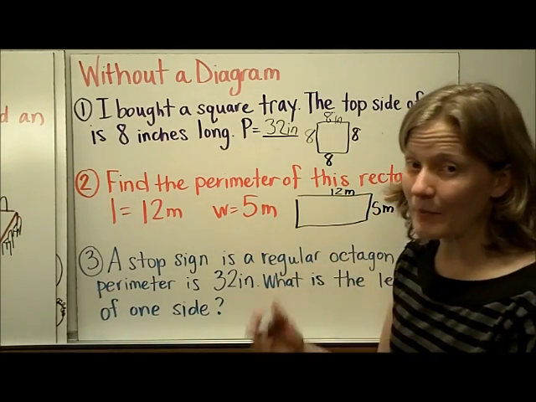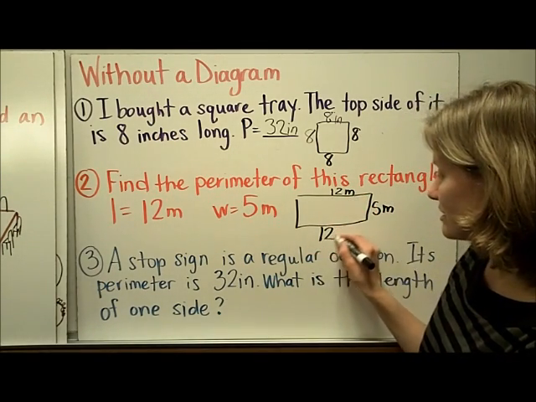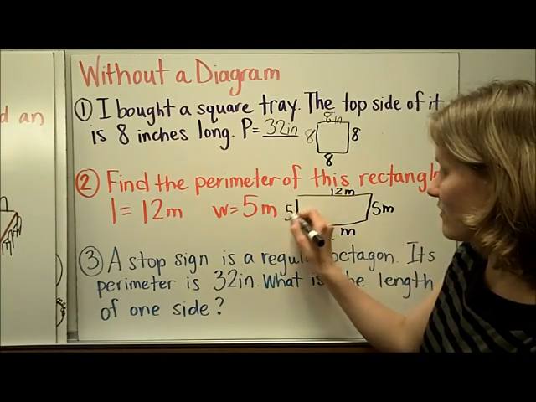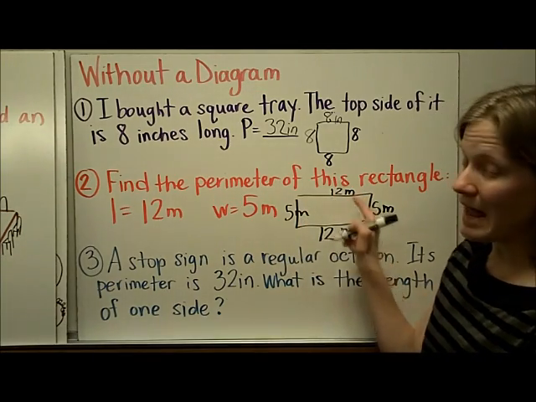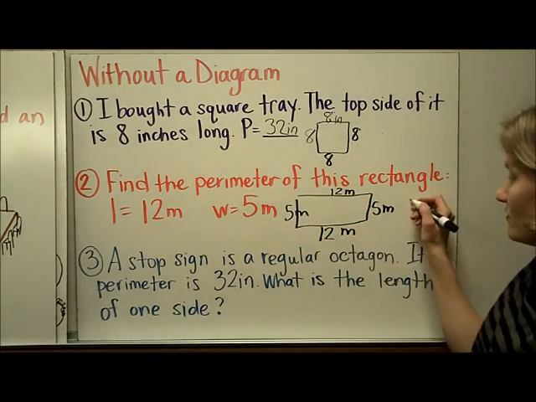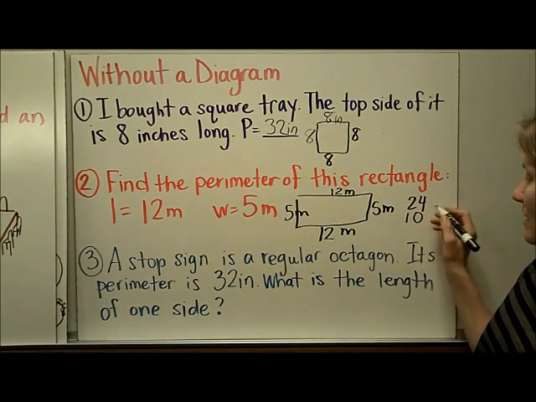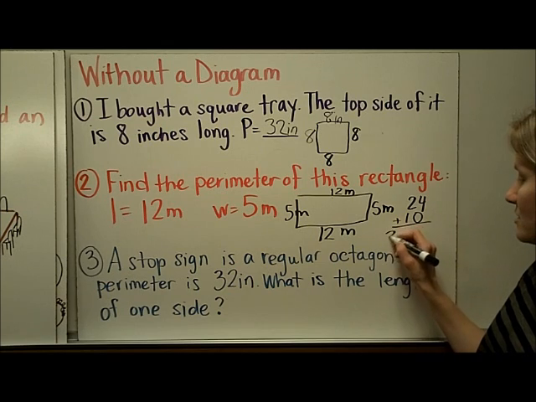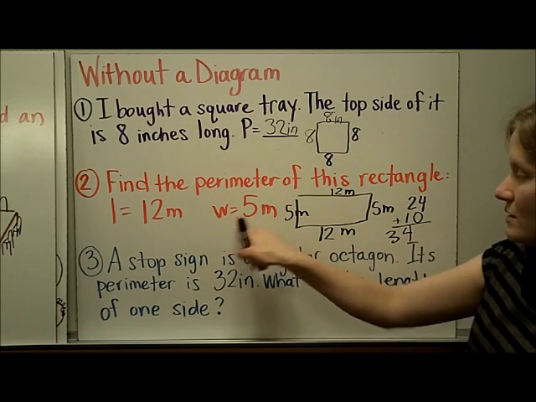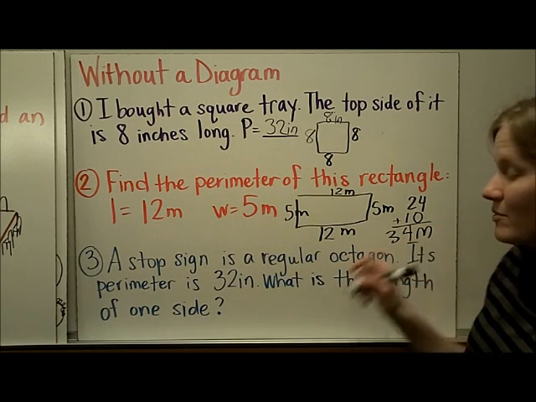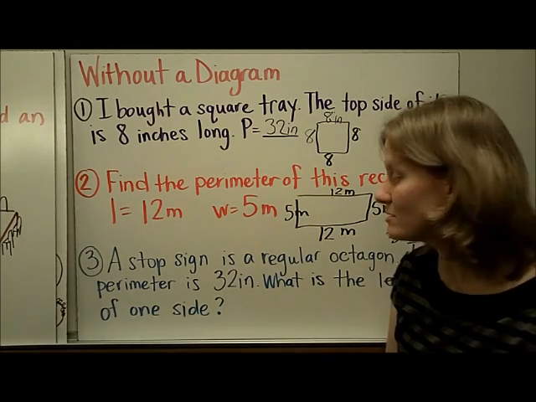In a rectangle, opposite sides are equal, so this one's going to be 12 meters and this one's going to be 5 meters. Now I can add up all the sides. 12 plus 12 is 24, 5 plus 5 is 10, and 24 plus 10 is 34, and the units are meters. So the perimeter of this rectangle is 34 meters.